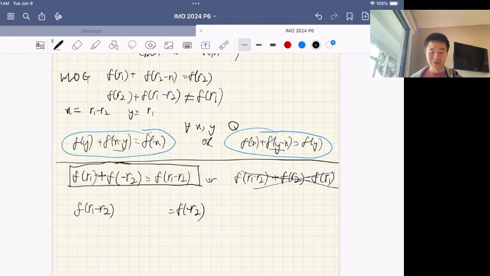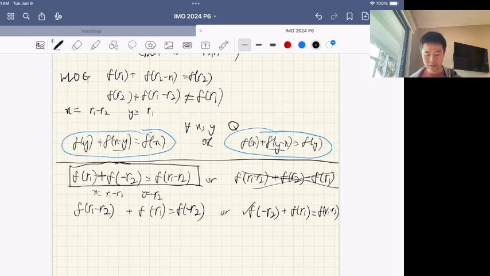So let's say x equals R1 minus R2, and y equals minus R2. Then you get this thing plus f of, actually it should be minus R1, or f of minus R2 plus f of R1 equals something. Now we know that this one holds. So now we have two cases again.